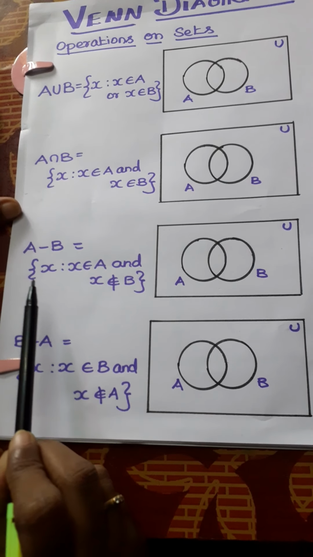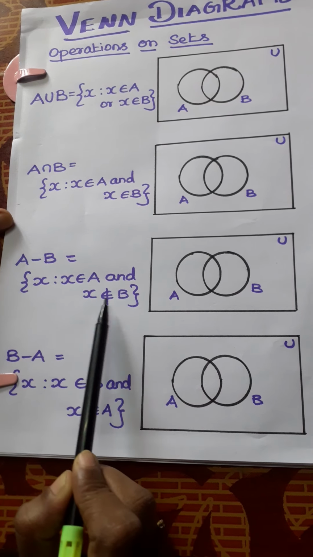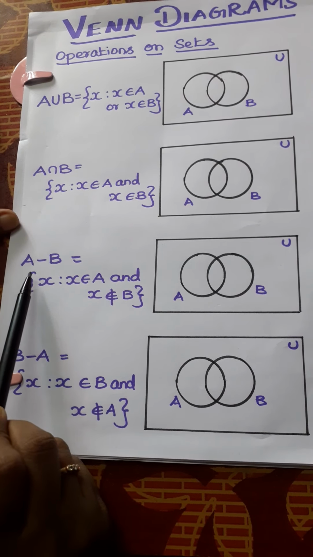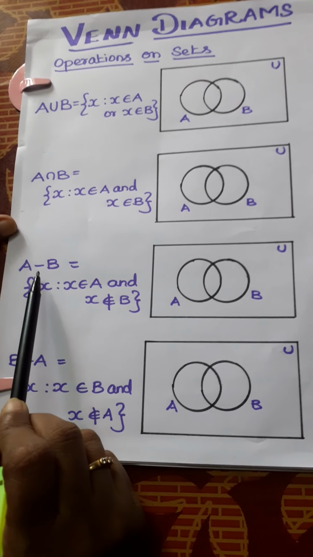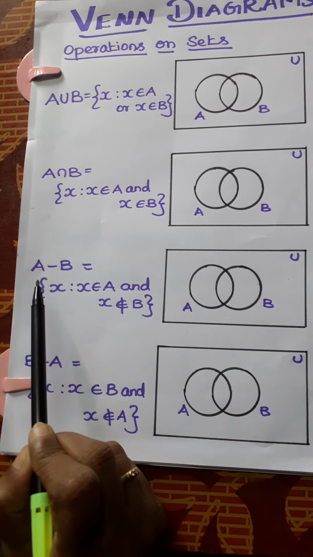The third one is difference: the set of all x such that x belongs to A and x does not belong to B. For a difference between two sets, we have to compare the two sets. We have to cancel the common elements. Then we have to take the remaining elements in set A. That is the difference between two sets.